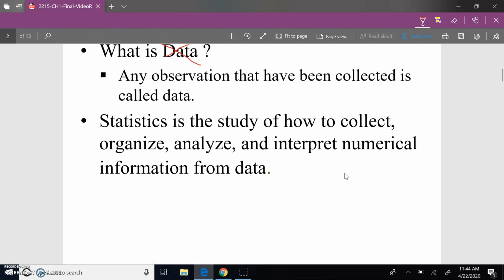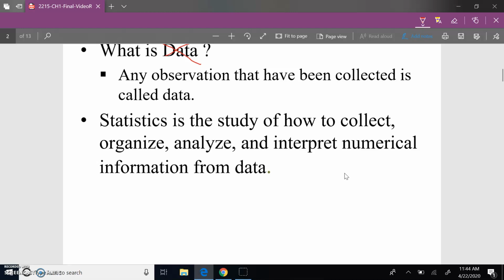Next we want to see what statistics is, basically. So statistics is a branch of mathematics, a branch of science in which we do the following things. We collect, we organize, we analyze, and we interpret the numerical information from the data. These are the four things we do in statistics. We collect the data, we organize it, we analyze it, and we try to interpret the numerical information out of the data. Such a branch of math is called statistics.